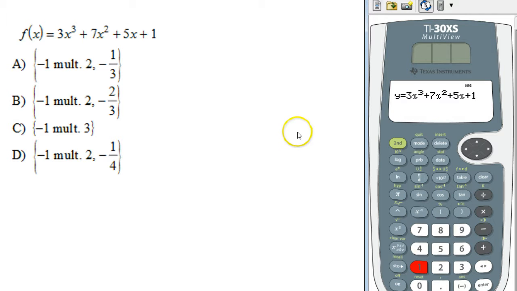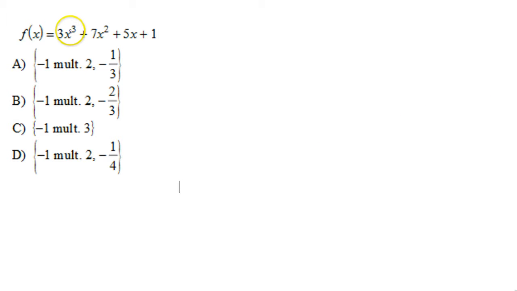Before I hit enter and such, let me remind you of the fundamental theorem of algebra. The degree of the polynomial is going to tell us how many roots or zeros there should be. Now there might be repeated roots. So for example right here, all of these choices mention that -1 is a root. But then they have this mult. Mult stands for multiplicity.